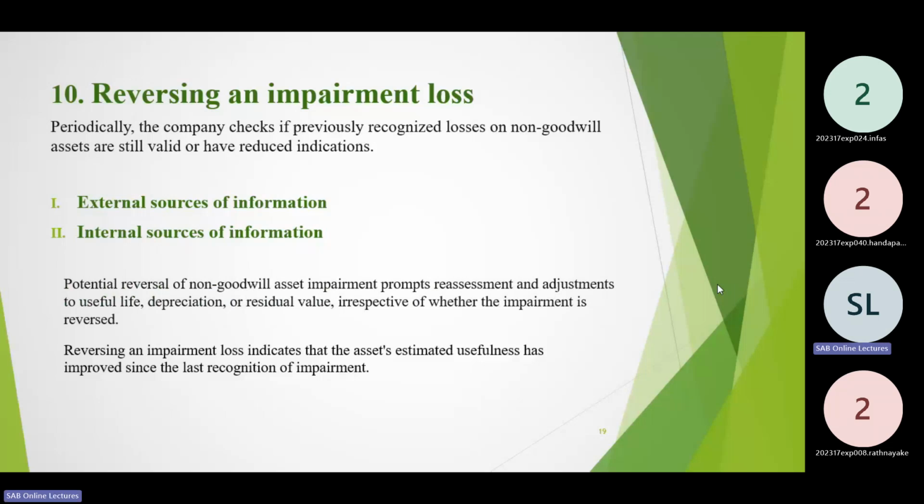Impairment from reassessment and adjustment to useful life and depreciation of residual life, irrespective of return and interest. Reassessment of impairment loss indicates that the asset's estimated useful life has changed since the last impairment.